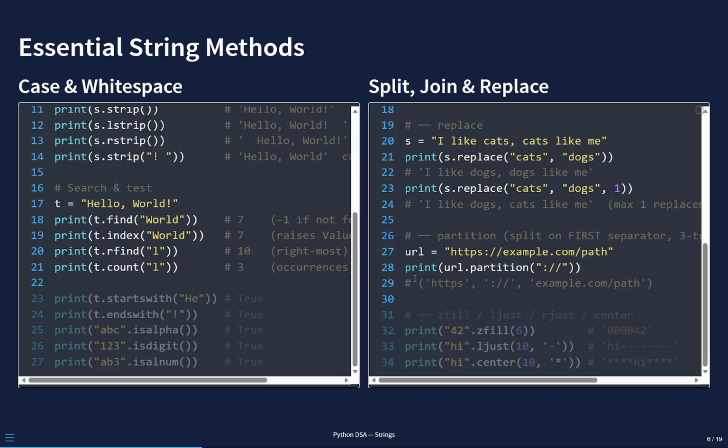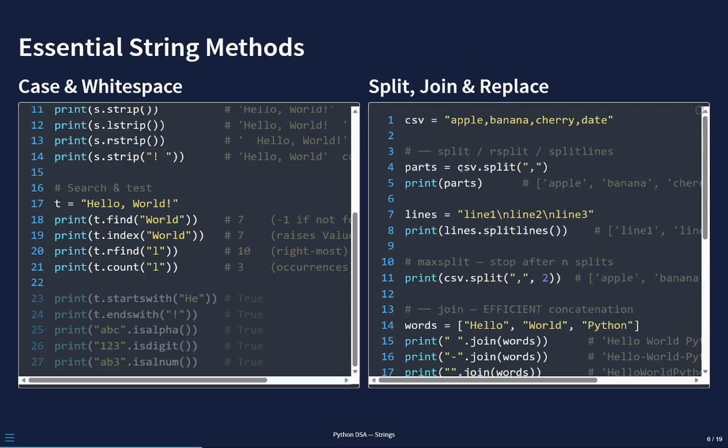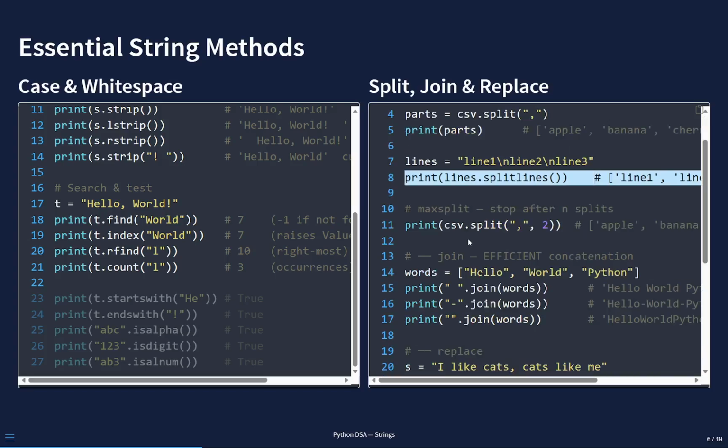Click, split, join, and replace. split divides on a delimiter, returning a list. splitlines handles any line-ending convention. The maxsplit argument caps how many splits are performed, useful when you only need the first few parts.